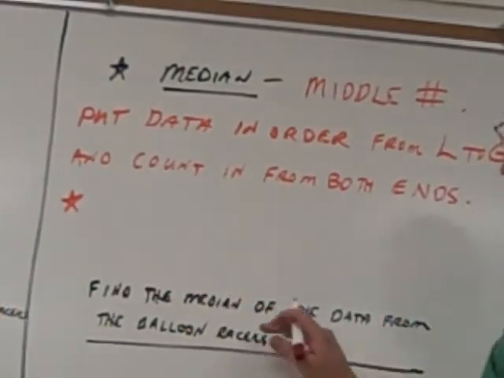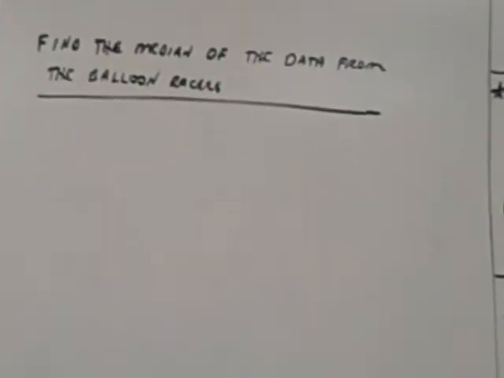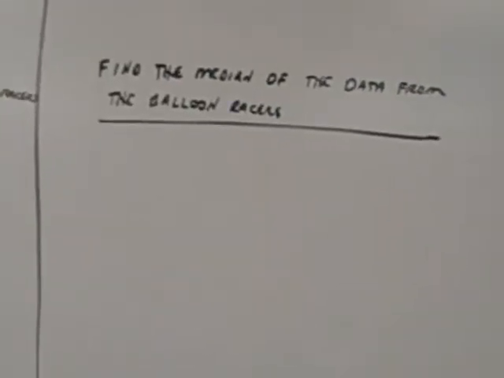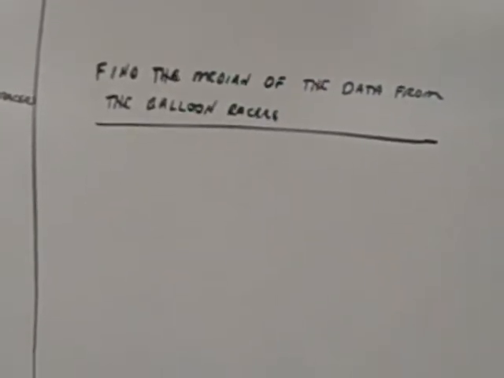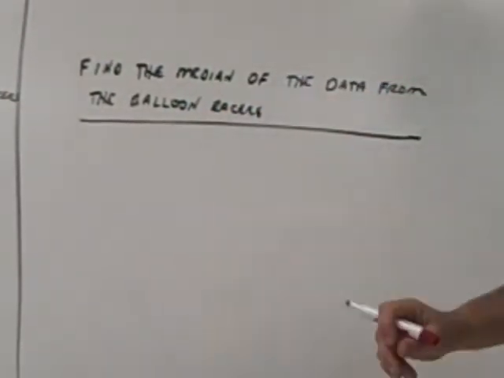So let's find the median of the data from the balloon races here. We're going to use the same data all the way across. So, what's the first thing we got to do? Least to greatest. We got to rewrite these least to greatest.